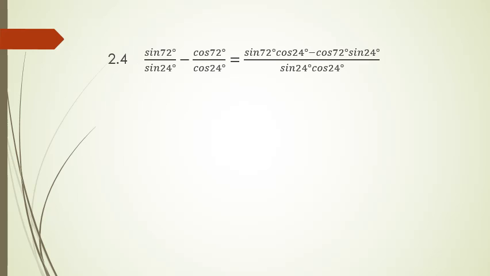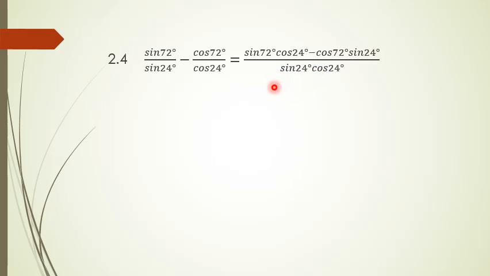Evaluate without the use of a calculator. Sine 72 degrees over sine 24 degrees minus cos 72 degrees over cos 24 degrees. We start by expressing these as a single fraction with a common denominator. The common denominator here is simply the product of these two denominators because they do not have a common factor. So our common denominator is sine 24 degrees cos 24 degrees.